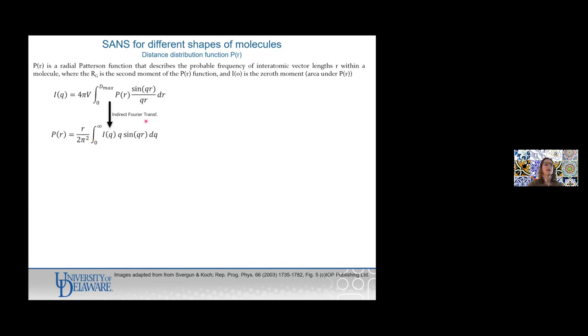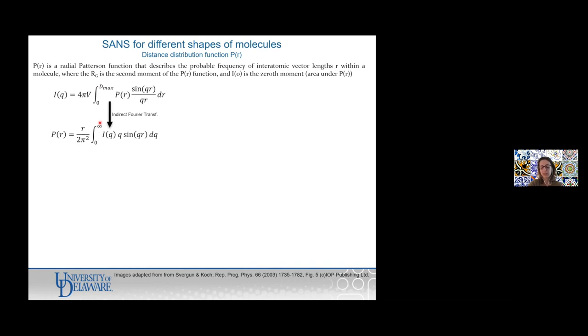And what is this? Now, mind you, I say indirect Fourier transform for many reasons. One of them is the fact that we don't measure the entire Q range from zero to infinity. So there are some approximations that we make when we do this calculation. And also, a priori, you have an idea of the Dmax to expect, so the maximum distance in your sample. To a first approximation, you can say it's twice your RG. But we don't really know this because we don't yet know the structure of our sample. That's why we're studying it. So there are assumptions that you make when you do this calculation. It's not a direct calculation from your data.